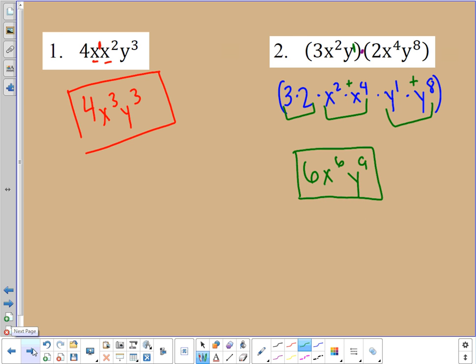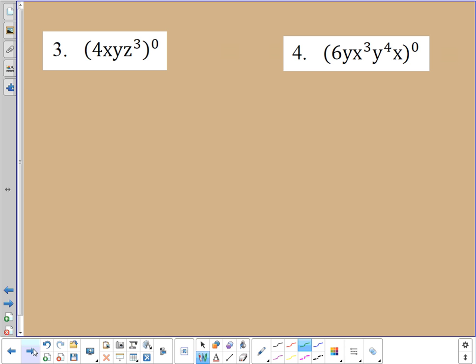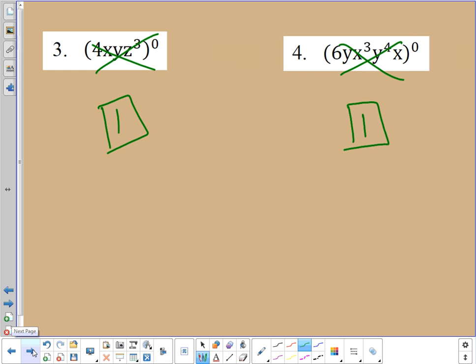Here we go. Let's take a look at number 3. Easy peasy. These 2 examples, both of them, 3 and 4, should take you about 1 second. Everything inside is being raised to the 0 power. 4 to the 0 power, x to the 0 power, y to the 0 power, z to the third to the 0 power. All of it is raised to the 0 power. It all goes away, and your answer is 1. In number 4, same thing. It's all being raised to the 0 power. It all goes away, and your answer is 1. That makes life pretty easy.